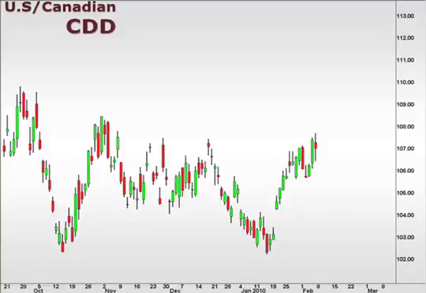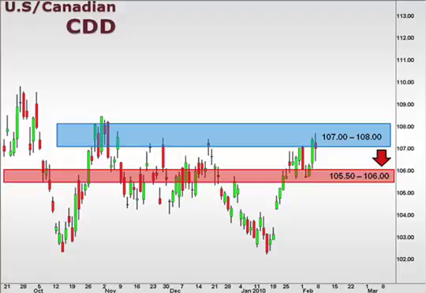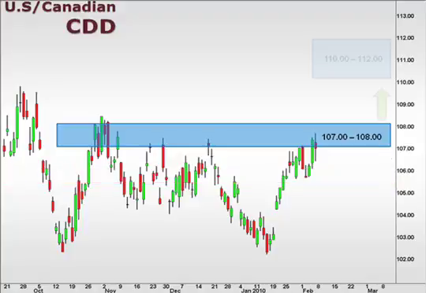Let's take a look at how the US dollar has been trading against the Canadian dollar as seen here in the ISE FX options pair value CDD. Well, this 107, 108 focal zone continues to be an important overhead resistance, and any rejection here is likely to slip back to retest support down at the 105.5, 106 focal zone. We are looking for a break above 108 to signal any continuation to the upside for the US dollar, which is likely to have us targeting the 110, 112 box.